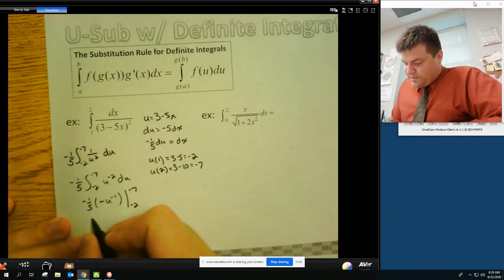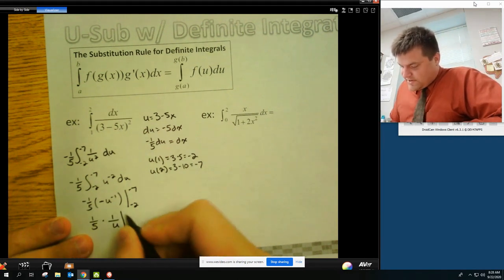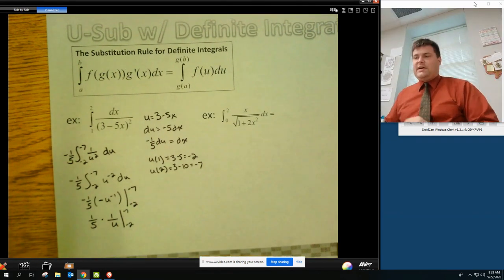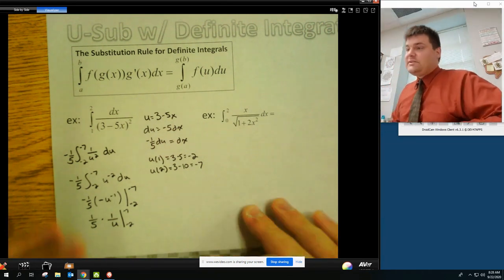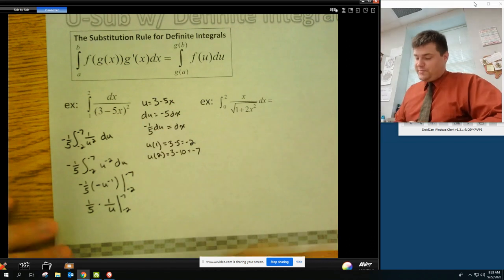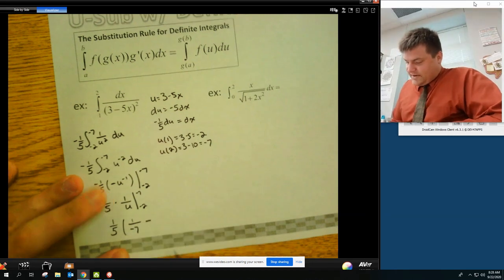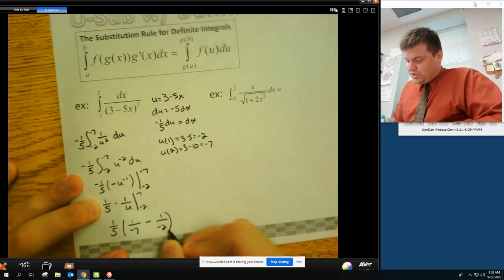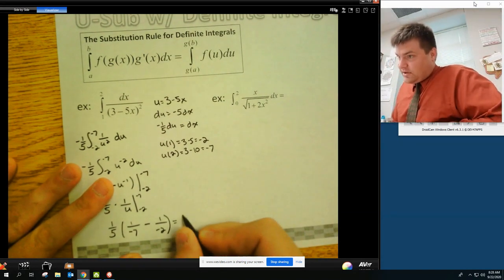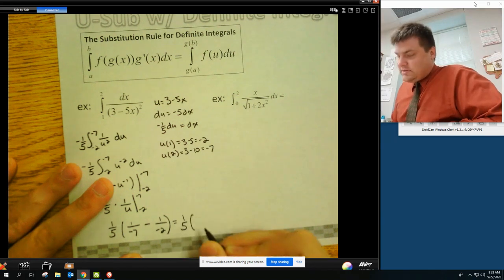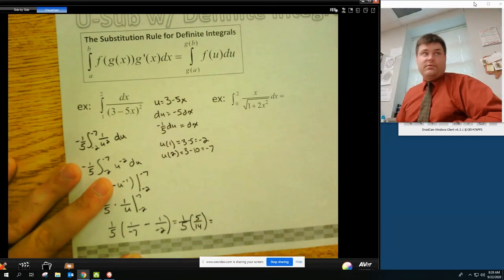Just to clean this up a little bit, it's going to become 1/5 times 1 over u from negative 7 on top, negative 2 on the bottom. I'm just going to go ahead and use my cheat sheet right in front of me to make my life a little bit easier with figuring out the answer, because you can always do the arithmetic yourself. So you're going to get 1/5 times 1 over negative 7 minus 1 over negative 2. What's going to end up happening here is you're going to get 1/5 times 5/14, which is going to give you 1/14.